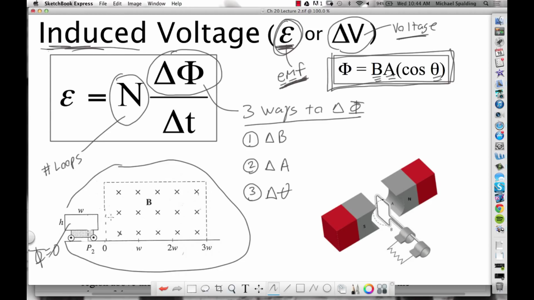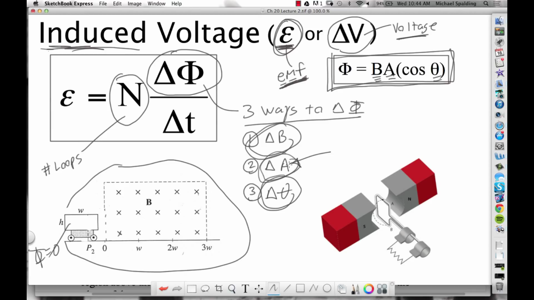So then what happens? The cart rolls into the magnetic field. What's changing here? Are we changing the field? Are we changing the area? Or are we changing the theta? Which one would that be? It's the area, right? We're changing the area that's exposed to the field, right? As the cart rolls into the magnetic field, more and more and more of it is exposed to the magnetic field. Do you guys follow that?